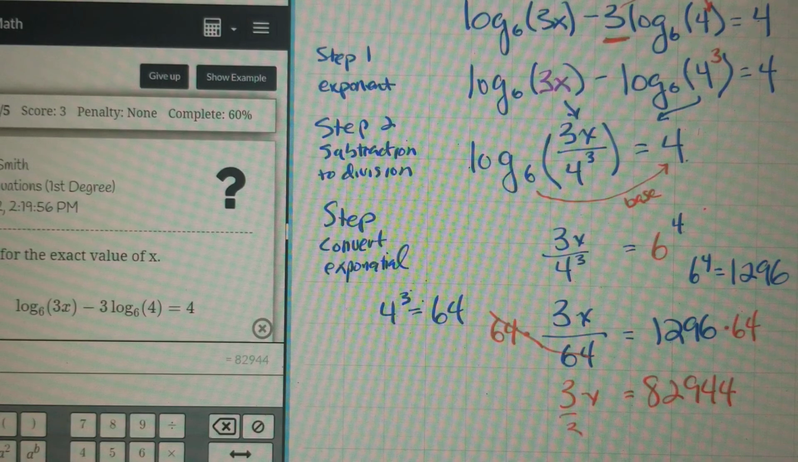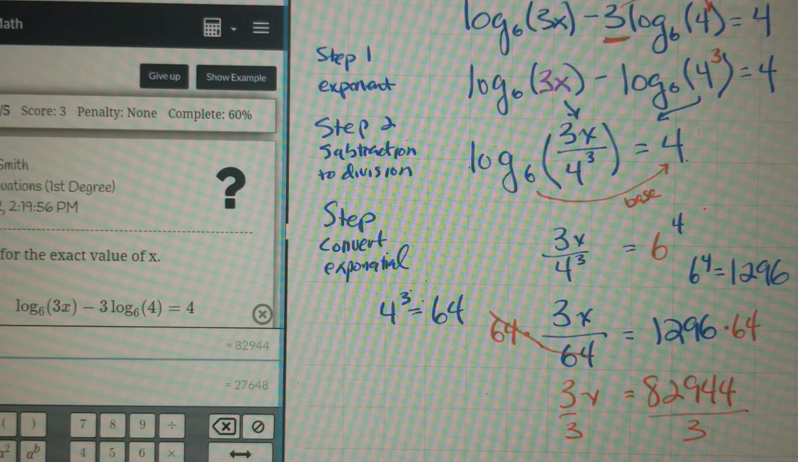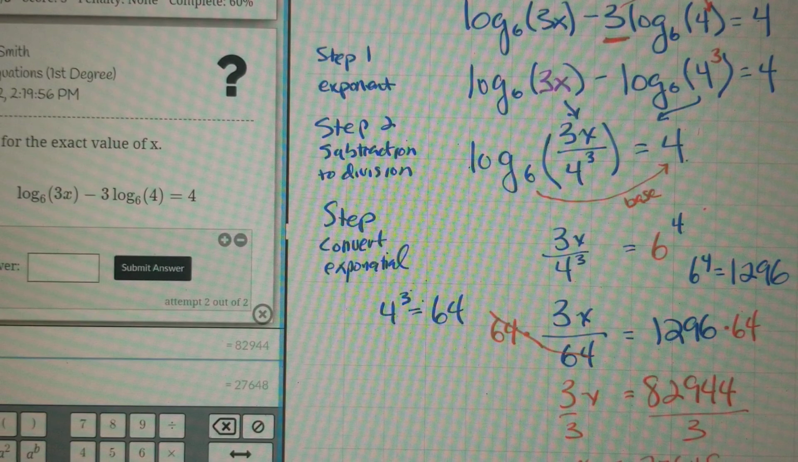And now I divide by 3. I don't know if you can divide that evenly by 3. 8, 2, I don't think so. Divided by 3. Oh yeah, you can. So that's 27,648. So that was a lot of work. Let's hope the answer's right.